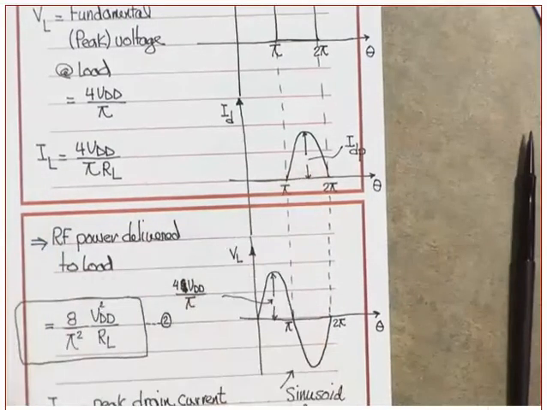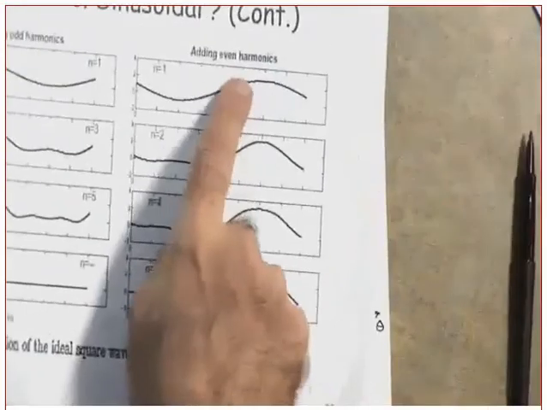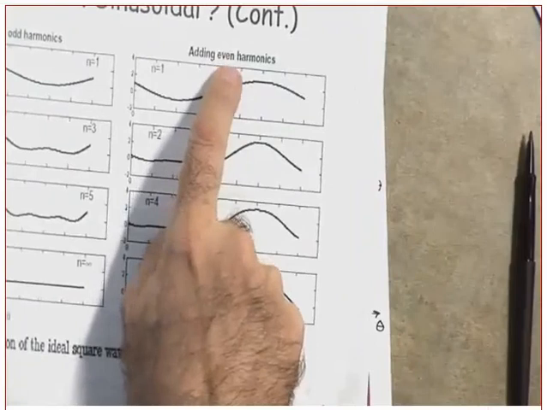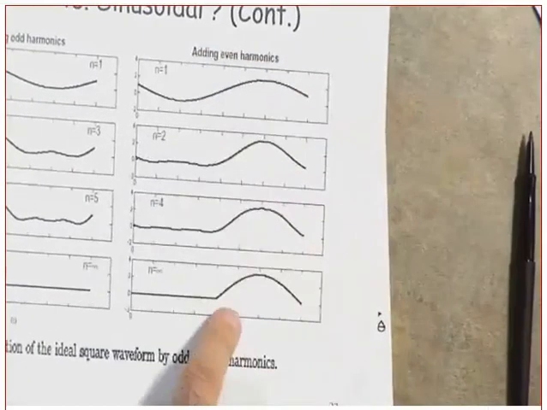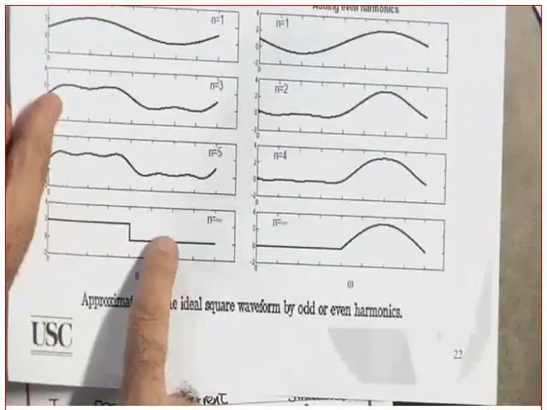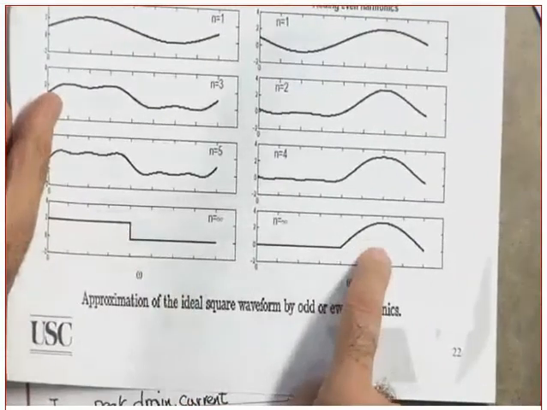Let me show it to you. Only even harmonics, along with the fundamental. Adding even harmonics, you will end up with like this. Adding odd harmonics, you will end up like this. That's the voltage. This is the current.